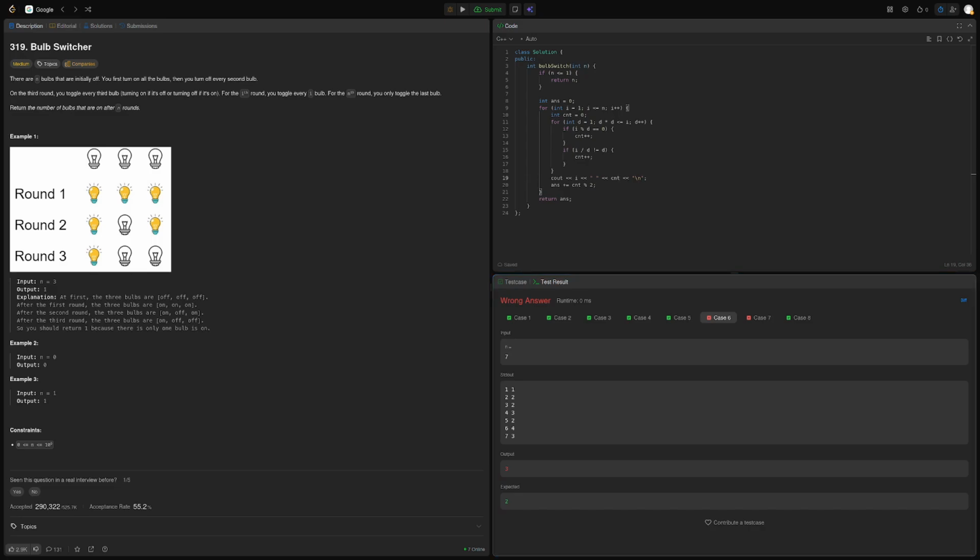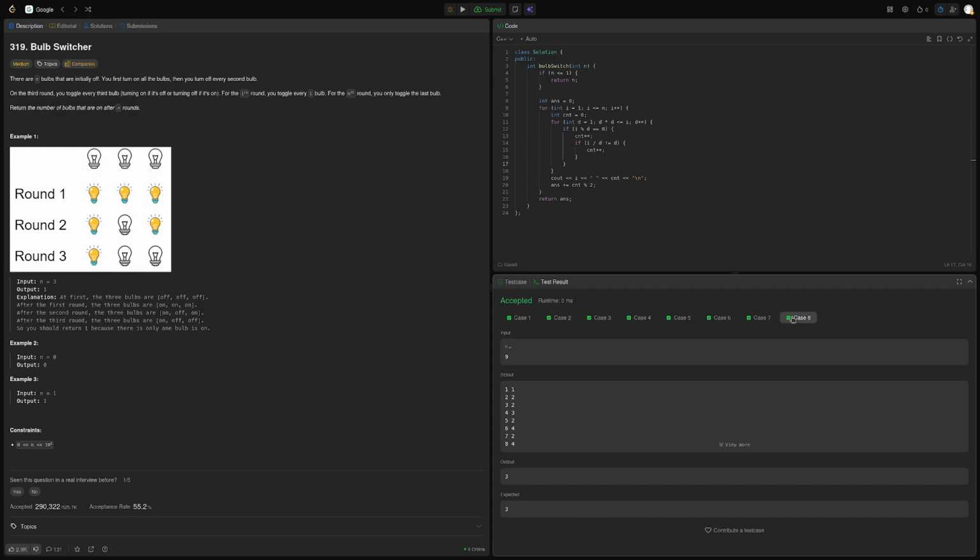So 1 has 1 divisor, 2 has 2 divisors, 3 has 2, 4 has 1, 2, 4, 5 has 2, 6 has 4, and 7 has... How does 7 have 3 divisors, bro? What the heck? Should belong here, I think. Like that. Okay. So it's 2, 2, and then for 9 it's 3.